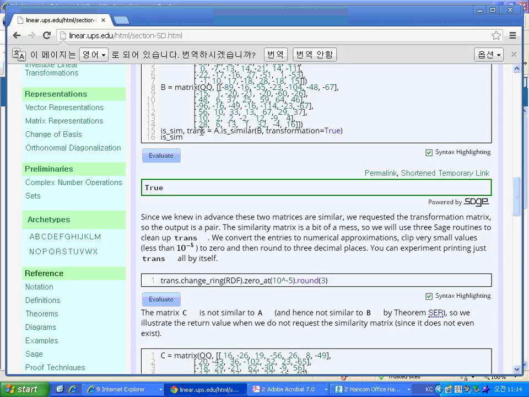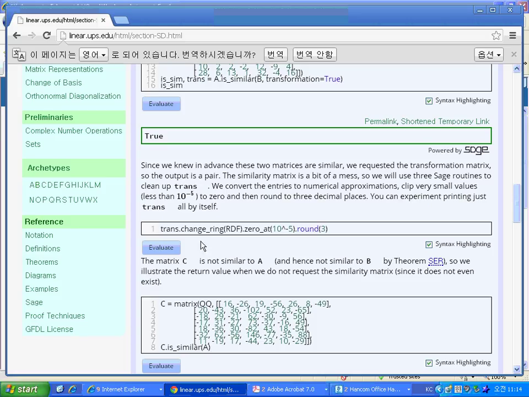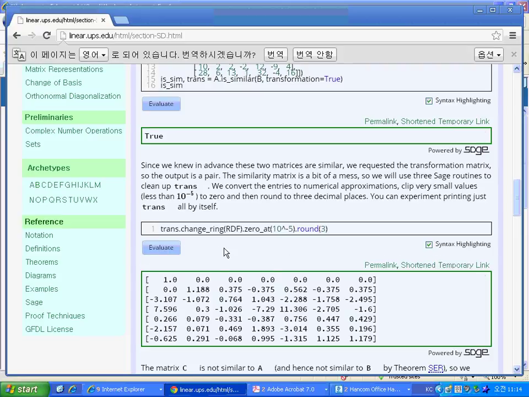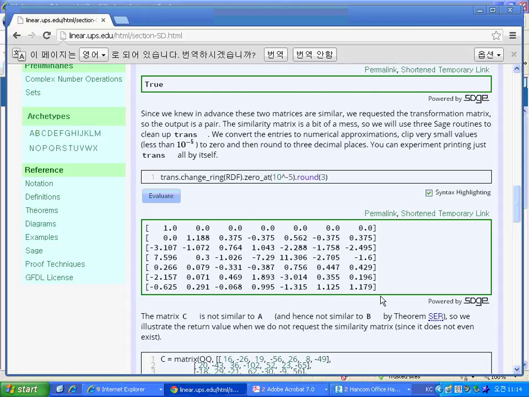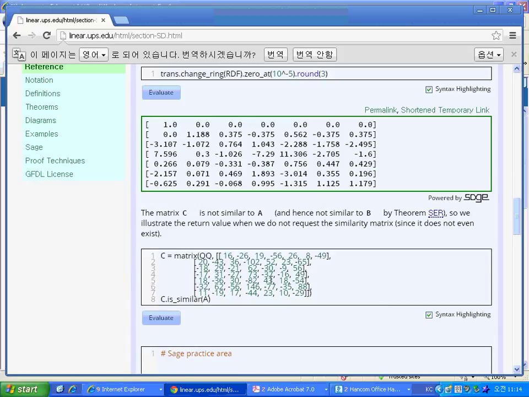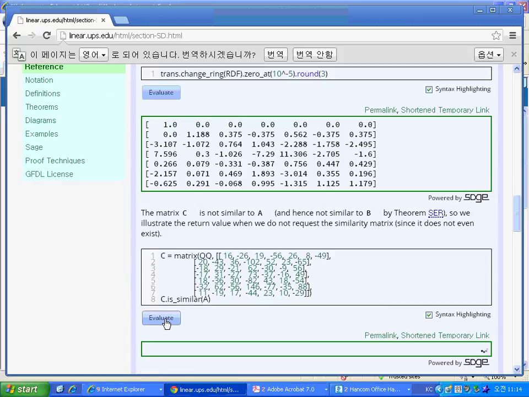The transformation matrix is exact, and you end up with a lot of complex numbers that are kind of messy. It was a little bit easier to print the transformation matrix out numerically in this example. This is a matrix that is not similar to one of the matrices that we had before.